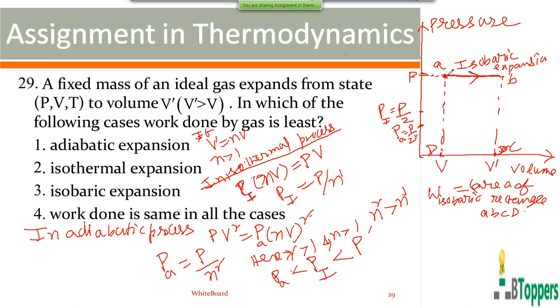In isothermal expansion, also the initial state is again pressure P with volume V and temperature T. In isothermal expansion, the final state has volume V dash and pressure P by 2. So the PV curve will be a rectangular hyperbola in the case of the isothermal process. So you get a curve something like this, which represents isothermal expansion.